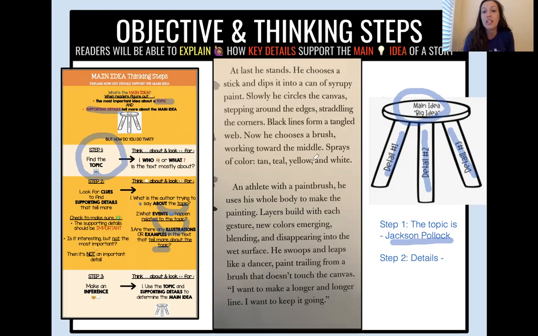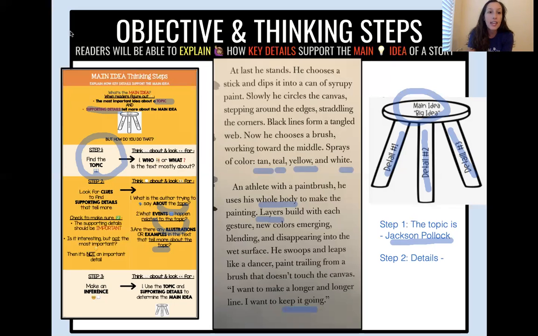We know that he's also spraying different colors like tan, teal, yellow, and white. Down here, the author continues to tell me about how he moves his body, how he uses his whole body, how he uses layers of paint, and how they all get tangled into each other. Some of those new colors pop out and then they get lost into the old ones. He swoops and leaps like a dancer, and he wants those lines to keep going and going.